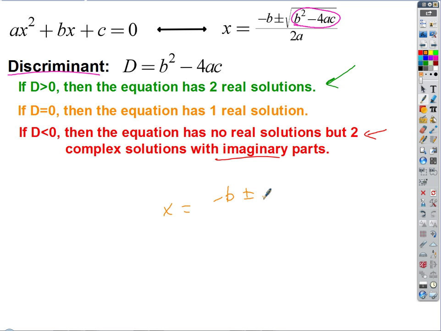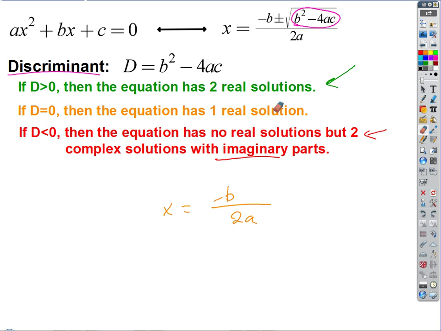What do you think the square root of 0 is? 0. So negative b plus or minus 0 over 2a. Does it do anything to add or subtract 0 from b? No, so really all I'm getting there is just negative b over 2a. Well, how many solutions are there? One. Just one. Not two this time, just one. So if the discriminant is exactly equal to 0, we get one real solution.